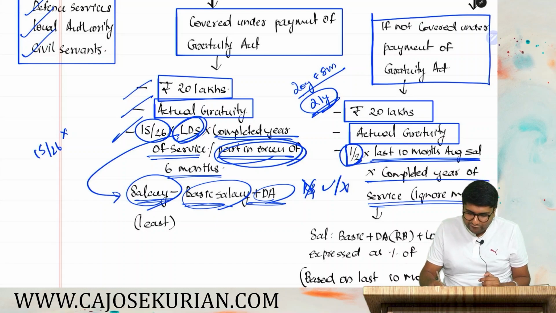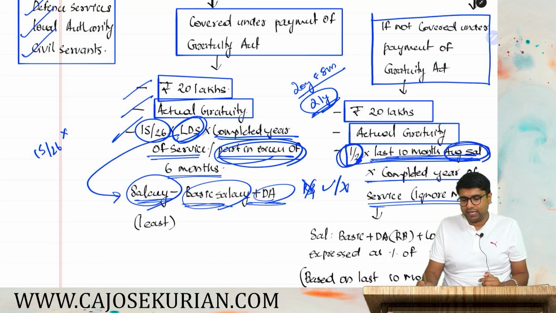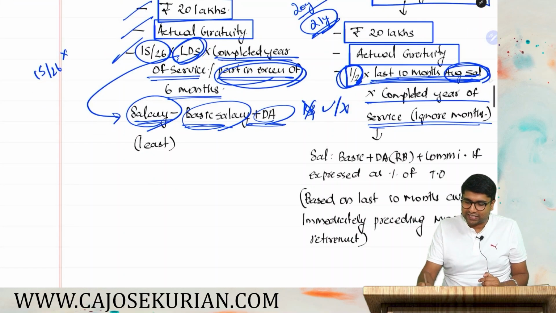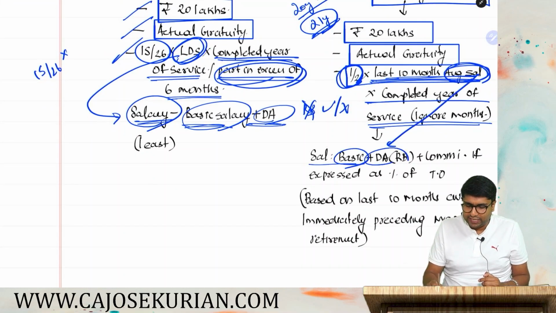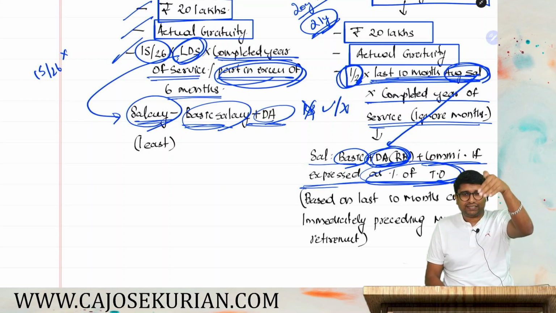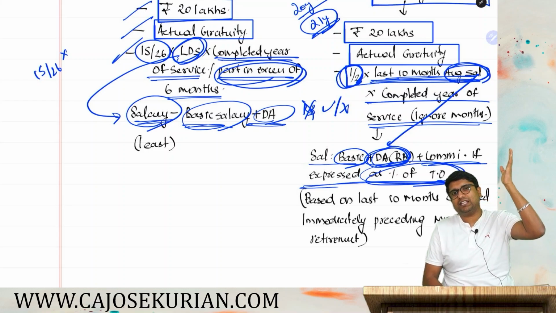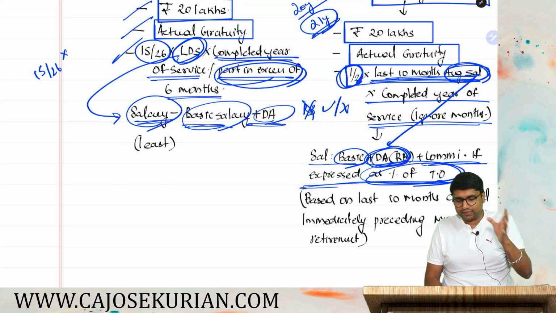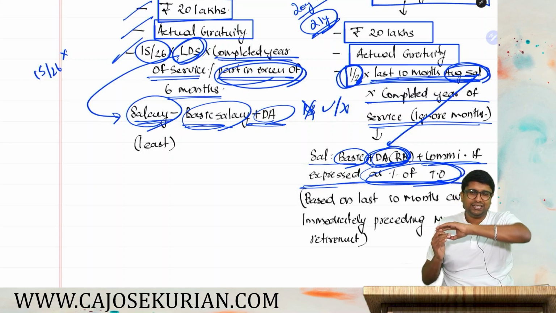1 by 2, half into last 10 months average salary. And what's the definition for salary over here? Salary has a separate definition over here. Simply, salary means basic plus DA forming part of the retirement benefit plus commission if it is expressed as a fixed percentage of the total turnover. That is the average salary over here. It is the same salary definition that we have seen under HRA. You take the basic salary plus DA forming part of the retirement benefit plus commission if it is expressed as a fixed percentage of your total turnover. You take that into 10.